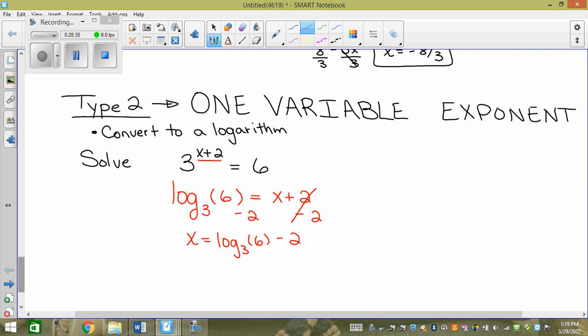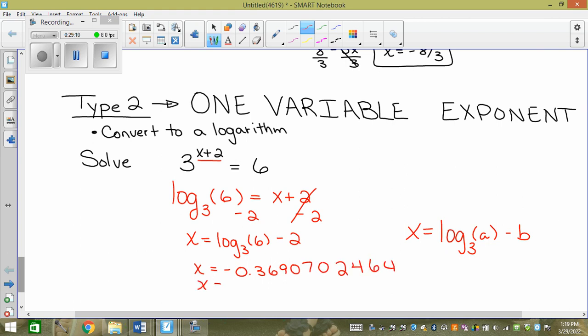Sometimes they might say, because guess what? Could you not just y1, y2 this? Yeah, so they might say solve this into the form x equals log 3a minus b. Determine the values of a and b. So they force you to do it algebraically. Right? Okay. This would work out to negative 0.36907246466, which I'm going to say negative 0.4.